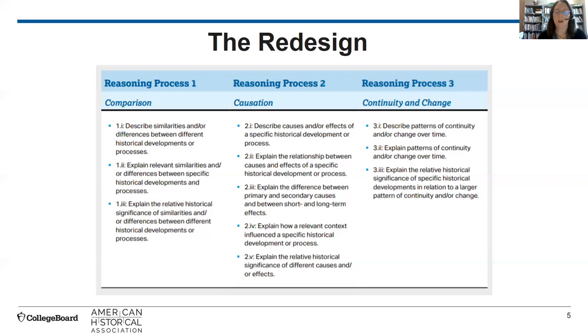So these reasoning processes are a resource for teachers, and they're also the guideline for the way we develop AP exam questions. Every essay question has a clear reasoning process that it is asking, and students know that they are supposed to be moving towards a reasoning process. Next slide.